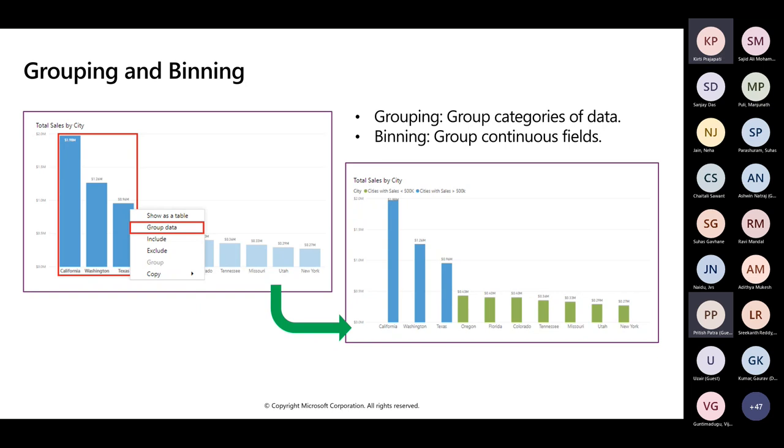Grouping is used to categorize data, and binning is similar to grouping, but it is used for grouping continuous fields, such as numbers and dates, right? If we have numbers and dates, then we go with binning. Otherwise, we go with grouping. So you can use the grouping and binning features to ensure... now we should have a question: when to use it, right? You can use both of these features to ensure the visuals in your reports display your data exactly how you want them to, how you want the data to be presented for end users.